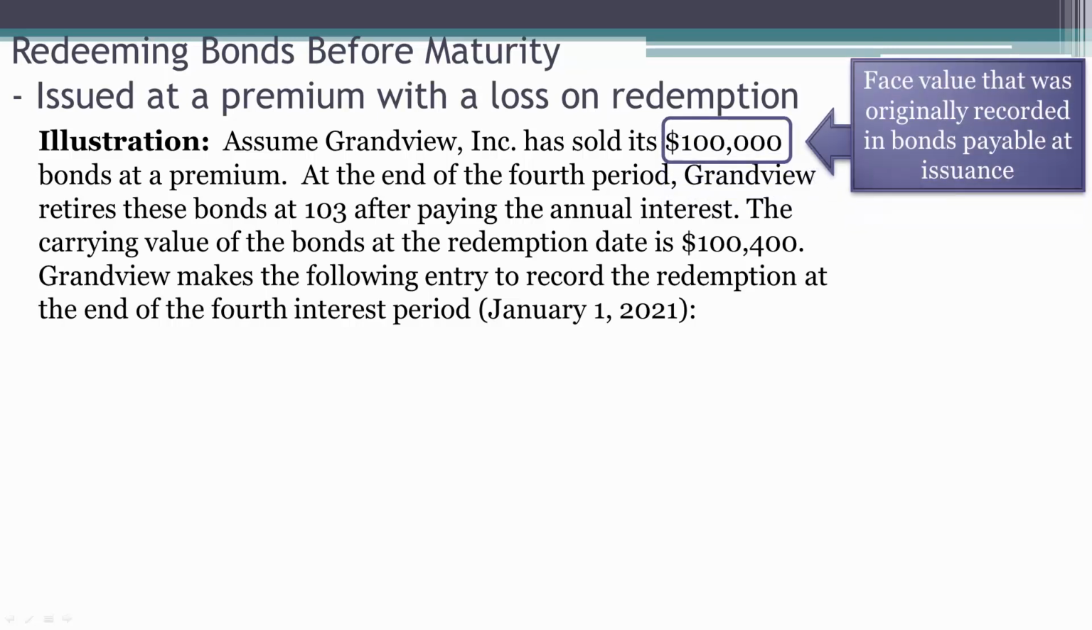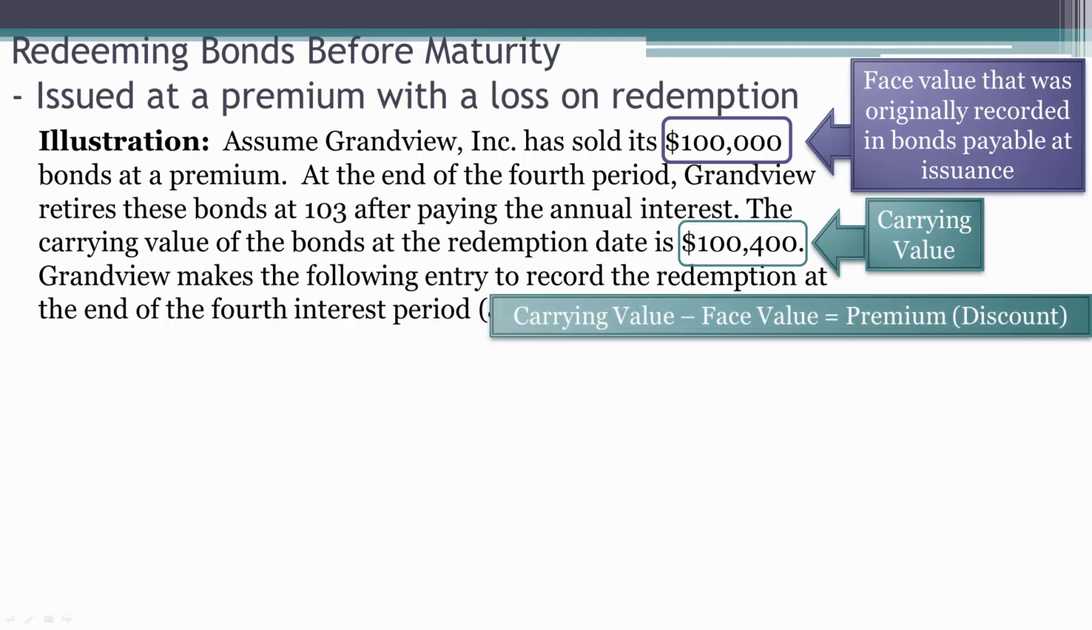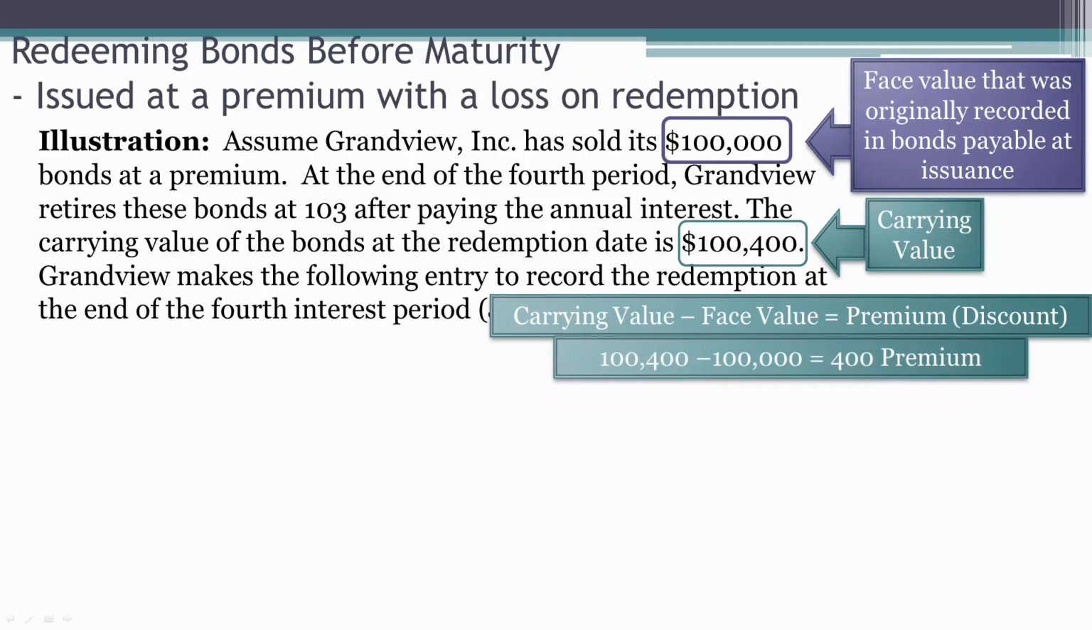The $100,000 is the face value that was originally recorded in the bonds payable account when they issued it. Right now, the carrying value is at $100,400. So that tells us then that if we take the carrying value minus the face value, there is still a $400 premium on the bonds that is recorded in my financial statements.